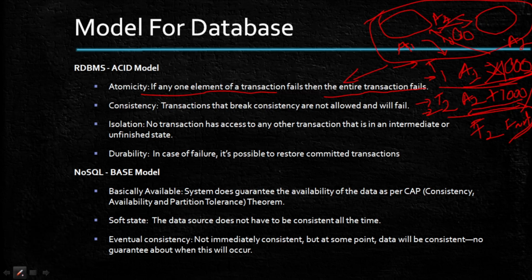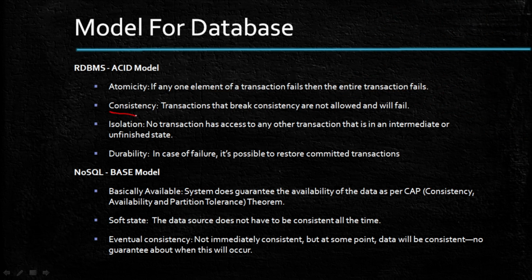Now see the next point. Consistency. Transactions that break consistency are not allowed and will fail. Every time, the data in the database should be consistent. The third point is isolation. No transaction has access to any other transaction that is in an intermediate or unfinished state.